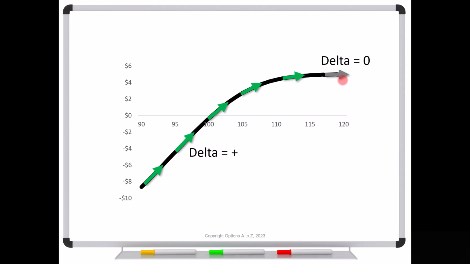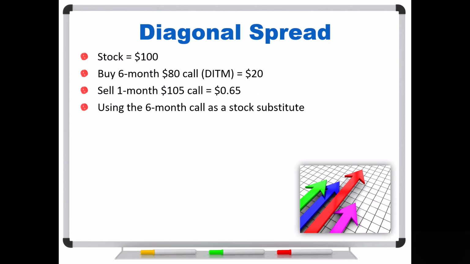But where traders get into trouble is they say, oh, I get it. You're just going to buy a deep in the money call as a stock substitute, and therefore I can make a cheaper covered call. And this is where they get into trouble. They look at that idea for this diagonal spread, or let's call it a cheaper version of a covered call, and they say, well, why should I spend so much for a 6-month option? Why don't I forget about this?